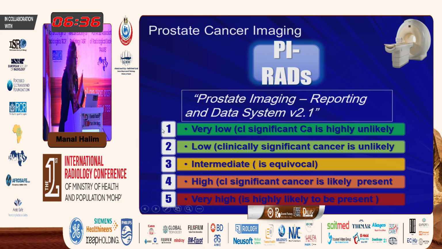It goes from PI-RADS 1 to PI-RADS 5, where in PI-RADS 1 there is a very low incidence of clinically significant cancer, while in PI-RADS 5 it is very highly likely to have prostate cancer present. So this is the lowest, and this is the highest.